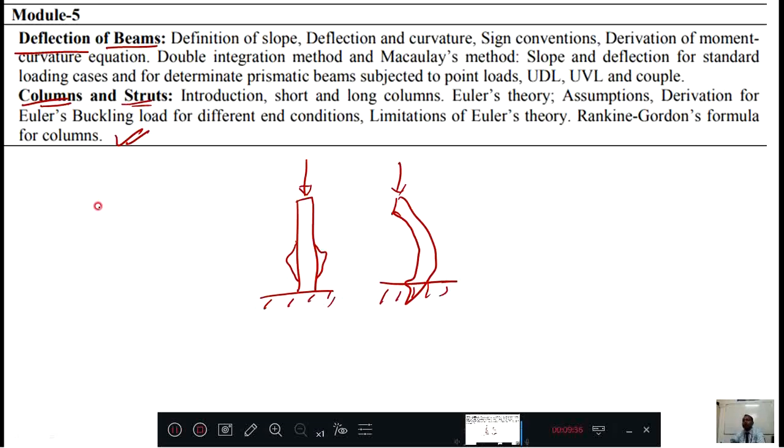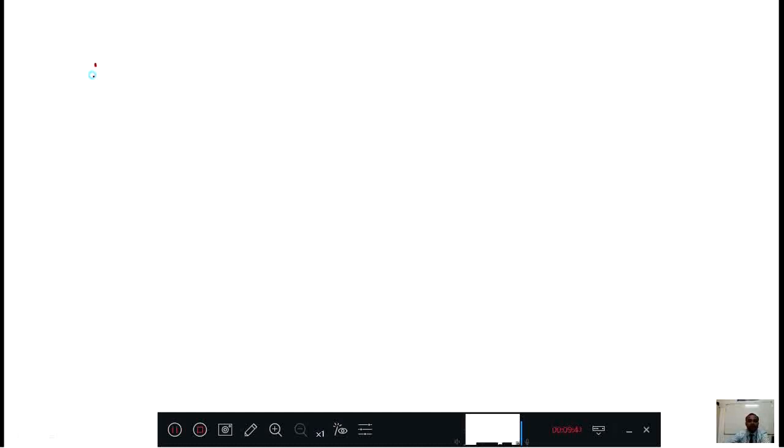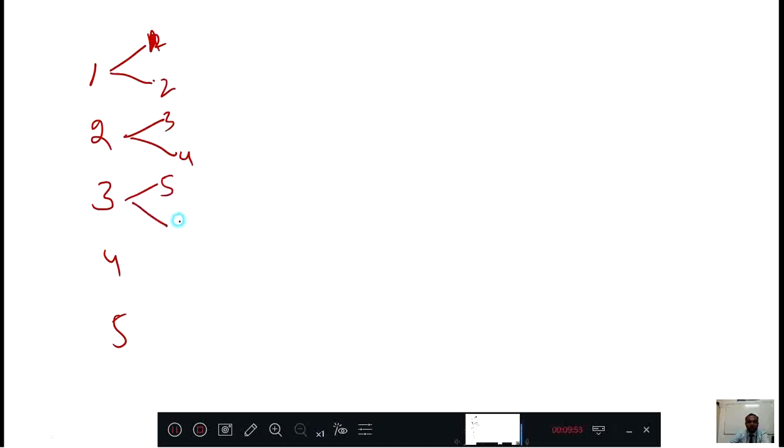Like that we have 5 modules, and the examination pattern you already know: module 1, module 2, module 3, module 4, module 5 are there. Here 2 questions they will ask, here 1 and 2, and here 3, 4 questions they will ask, here 5, 6 questions they will ask, and here 7, 8 they will ask, and here the last, 9 and 10th question will be there.